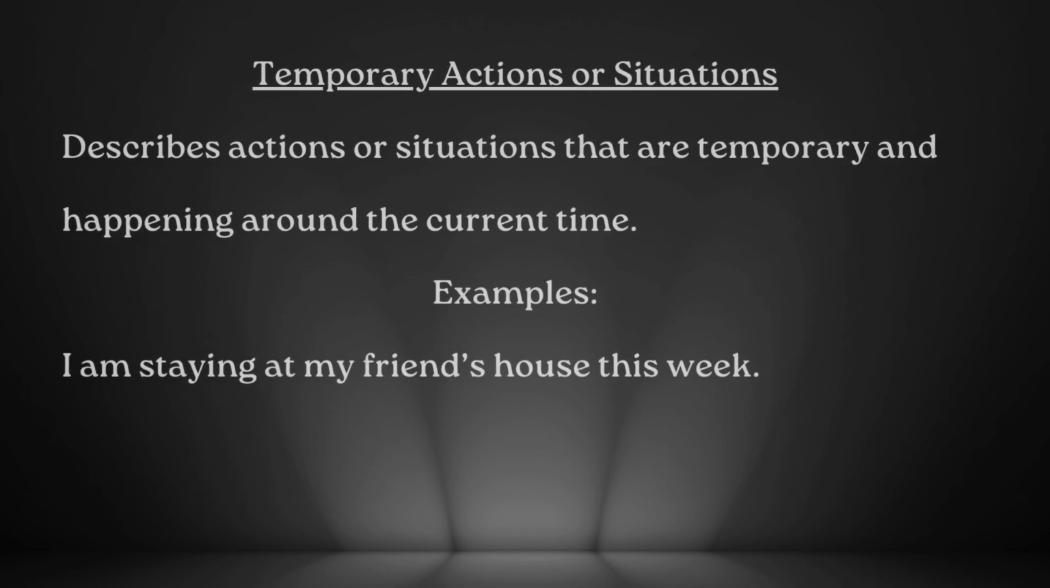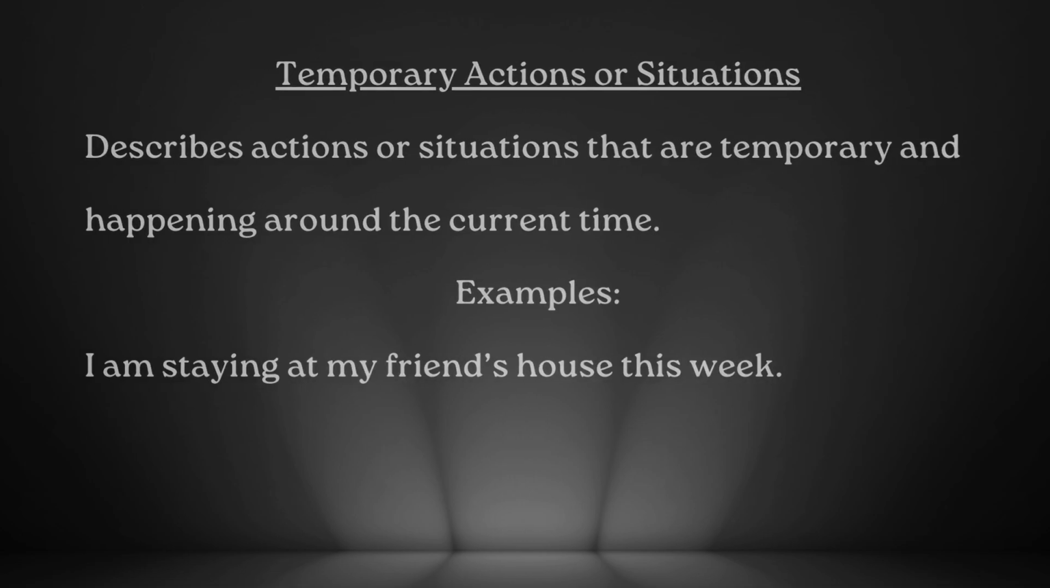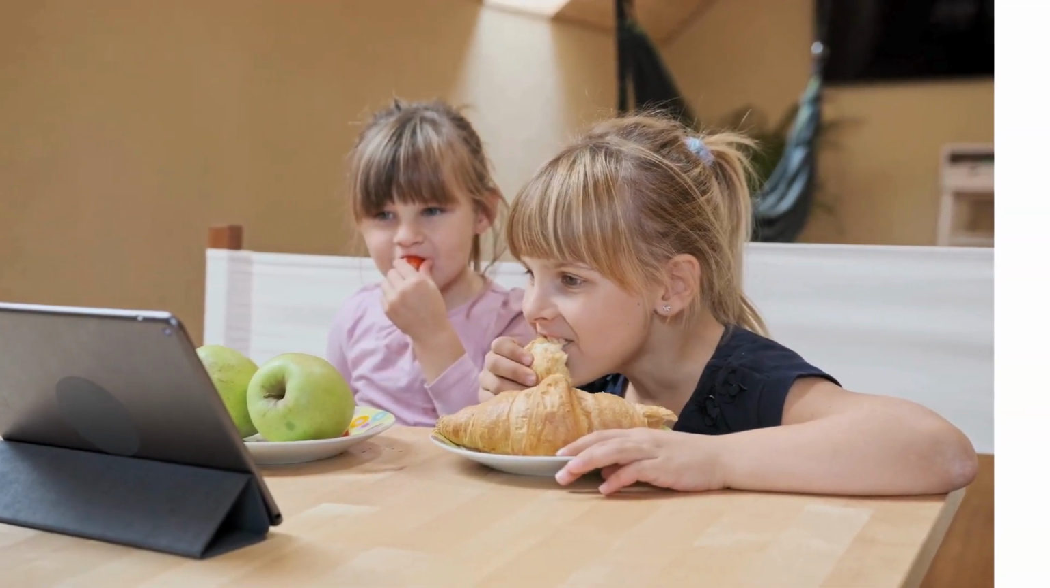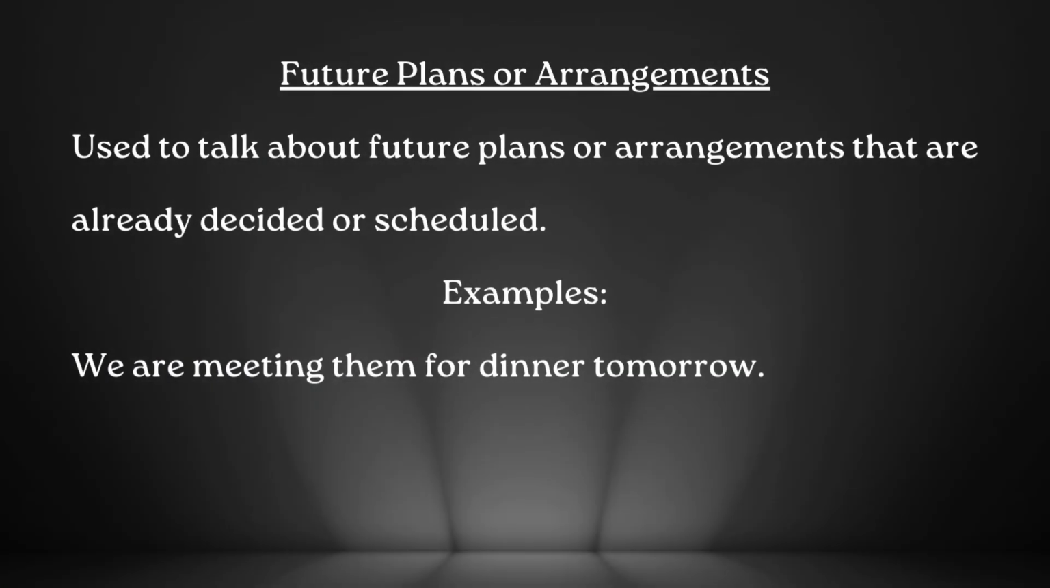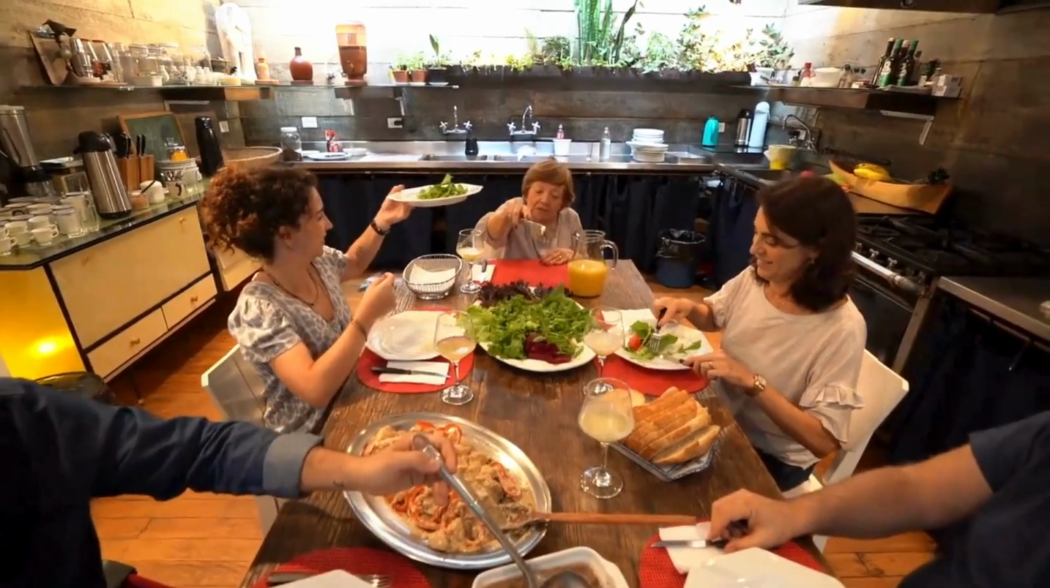Next, we have temporary actions or situations. Use this tense to talk about actions or situations that are temporary and happening around the current time. Example, I am staying at my friend's house this week. Now, let's move on to future plans or arrangements. This tense is also used for future events that are already decided or scheduled. Example, we are meeting them for dinner tomorrow.